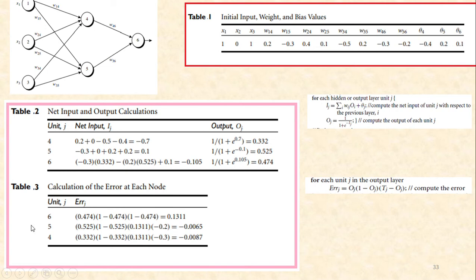So with respect to unit 6, the output Oj is calculated as 0.474. So 0.474 into 1 minus 0.474 into 1 minus 0.474. The resultant value is 0.1311.